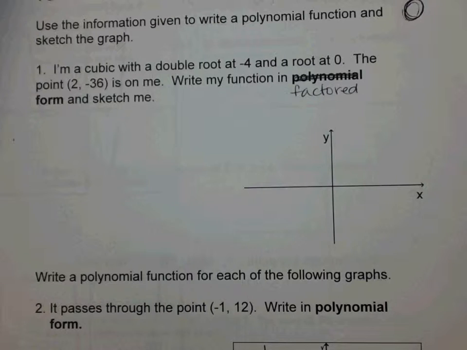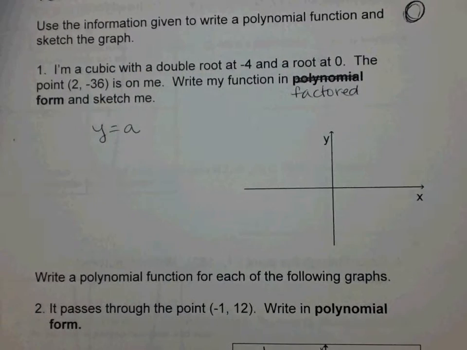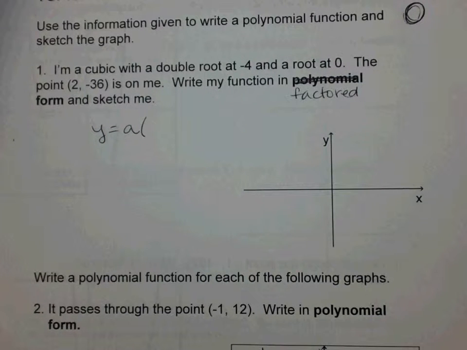Okay, so if you have a cubic with a double root, the first thing I'm going to do is just write it in y equals form. We have to find A, just like we did when we were doing the quadratics. So we're going to have y equals A, and I don't know what A is. I have to find it, but that'll be my second step. Okay, so y equals A times, and I have a double root at -4.